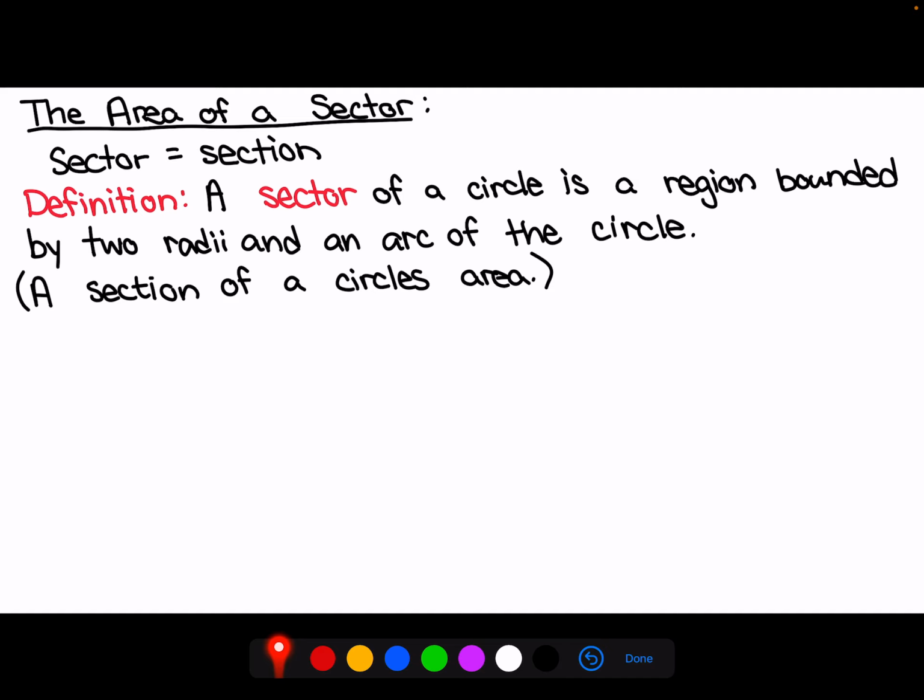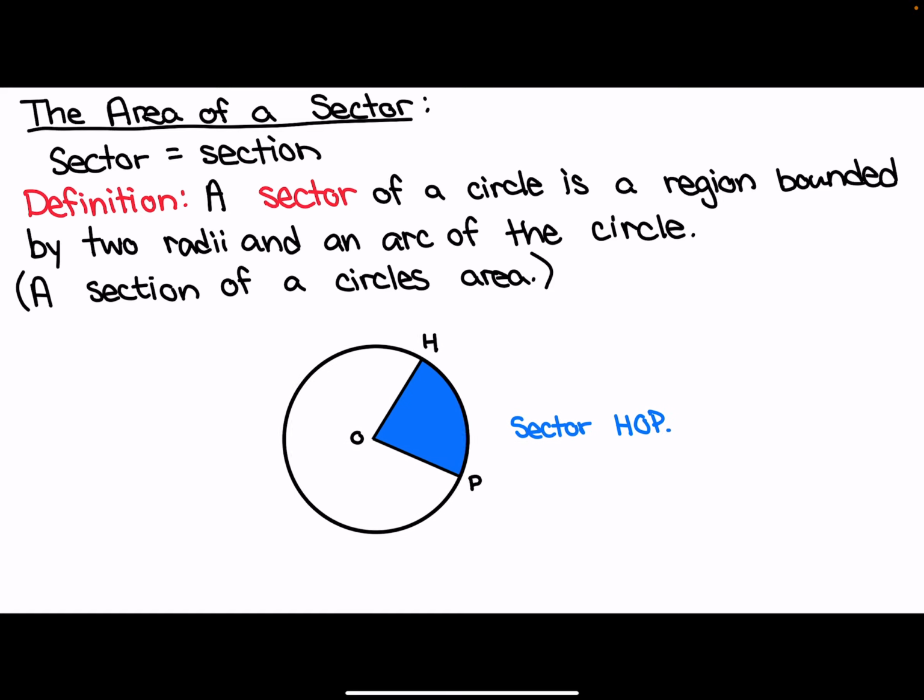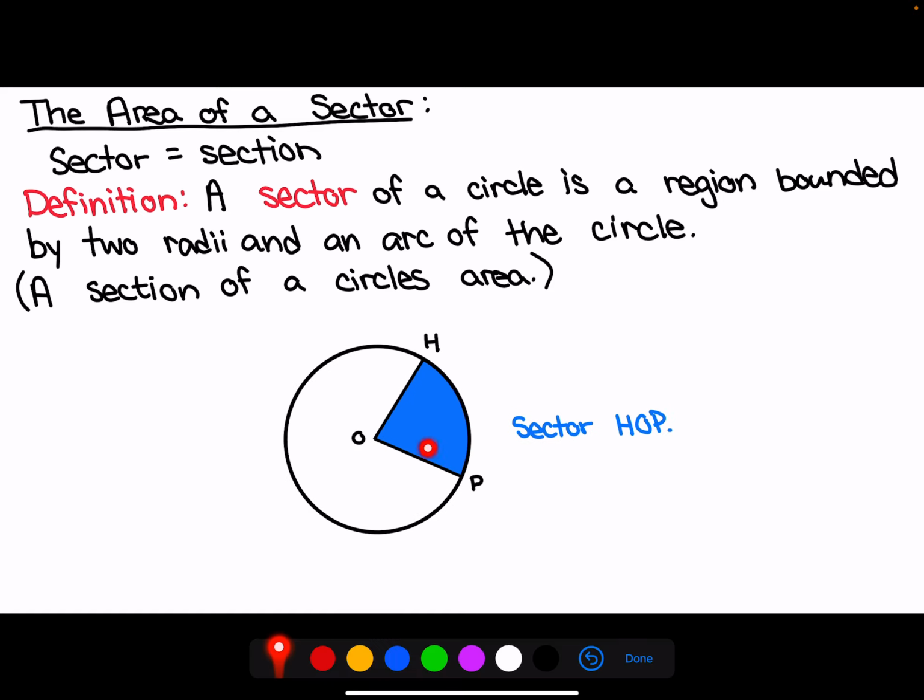We find the area of the circle, and then we take a fraction of that circle just to take the portion of that area. So in this case, I have sector HOP, and that's how we'd see it typically. You see a shaded-in area of the circle. And of course, this is the non-shaded area. We're not looking for this area that's in white.